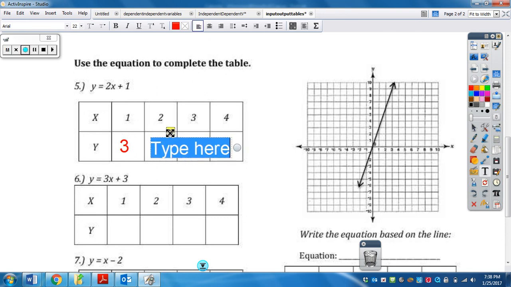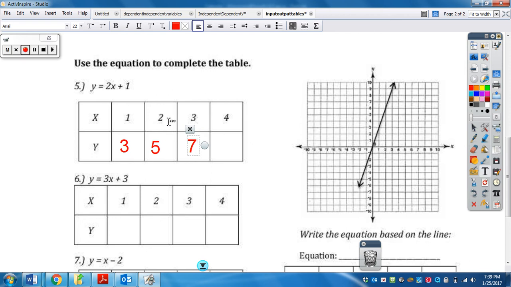Okay? So again, it's just like substitution. We're taking our values that were given for x and we're plugging them in order to get our output or our y value. So when I plug in a 2 here, I get 2 times 2, which is 4, plus 1, so that is 5. Again, I want to follow that same pattern. 2 times the x, which in this case is 3, so 2 times 3 would give me 6, plus 1, which would give me 7.